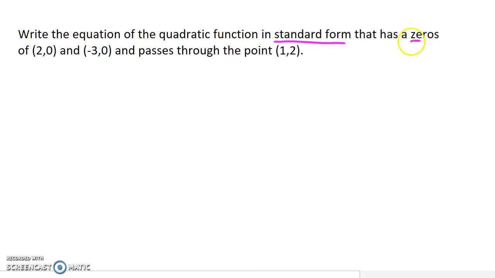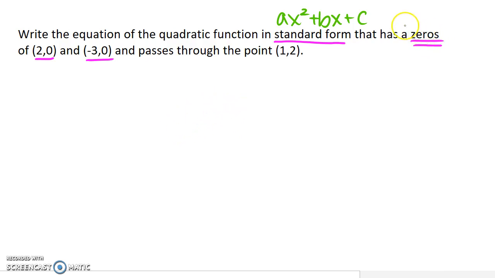And I'm giving you zeros of 2 and -3 that passes through the point (1, 2). Now, we still need to end up in ax squared plus bx plus c form, standard form. But what form should we start in? Well, we're given the zeros. And if you recall, our options are standard, vertex, or factored form.